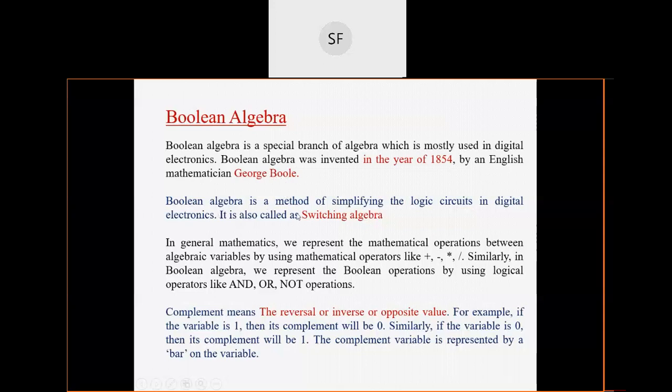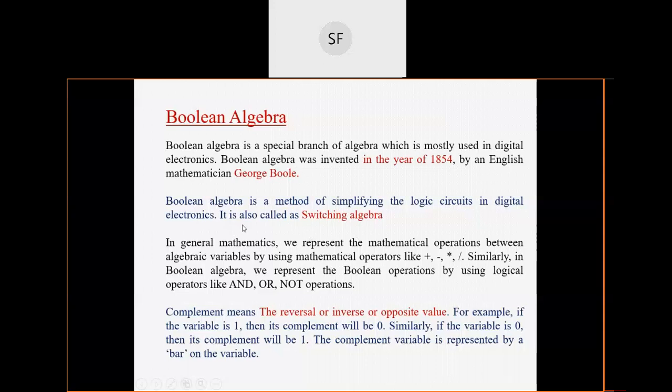Boolean algebra is a method of simplifying the logic circuits in digital electronics. Suppose in simple algebra, it has some numbers like 1, 2, 3, up to 10. It has some operators: plus, minus, division, percentage, right? These are nothing but operators. Similarly, Boolean algebra will have its own operators and operations. But always remember that in Boolean algebra, we have only two numbers, 0 and 1.